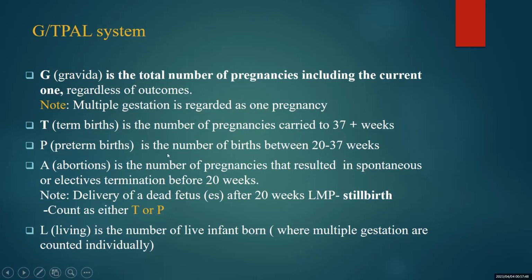T is when a dead fetus is delivered at 37+ weeks, and P is when a dead fetus is delivered between 20 and 37 weeks. L means living. This is the total number of live infants born. We should note that where there are multiple gestations, the infants are counted individually. For example, if it's a twin pregnancy, L is calculated as 2, and for triplet births, L is calculated as 3.